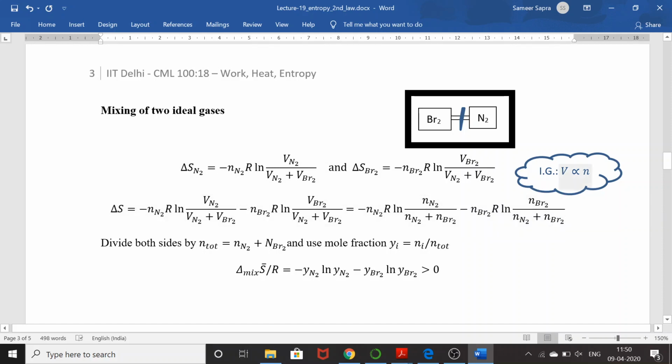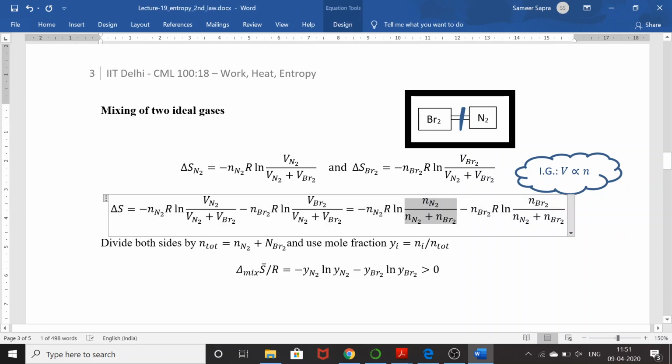And I also know that the volume is proportional to the number of moles in case of an ideal gas. So instead of volume, I can write number of moles of nitrogen divided by number of moles of nitrogen plus number of moles of bromine over here. Likewise in the second expression. Okay, and then I can define the mole fraction yi is equal to number of moles of species i by total number of moles. So this term would be y of N2 and this term would be y of bromine, like we have log of y N2, log of y bromine. And then I also divide the entire expression by n total. So this also becomes y of N2 and this becomes y of bromine.